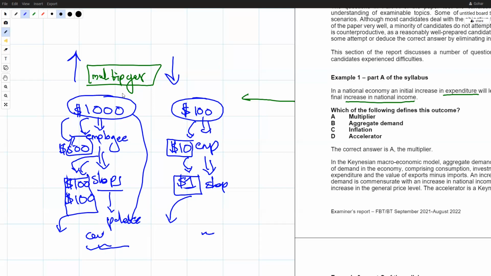But this concept states that because you started a business with a high initial investment, or you made a high initial expenditure, the person you bought from is going to spend even more. The person that person is going to buy something from will spend even more, and so on and so forth. This concept continues. This concept is known as the multiplier concept.